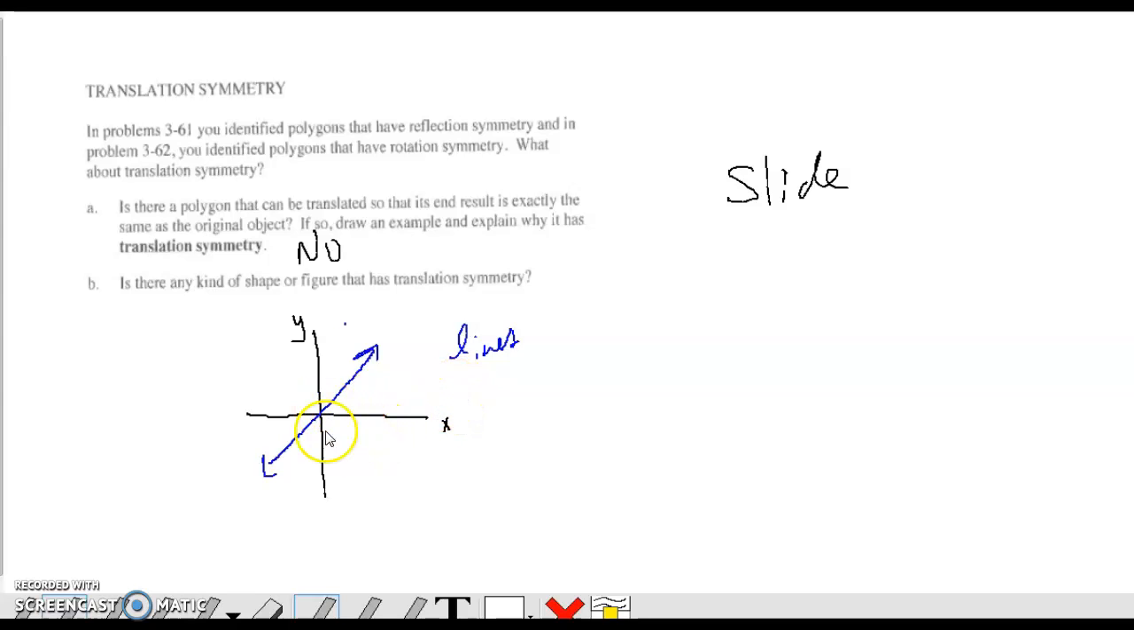So what you can do is take this line at any part of it, and say I just take this section of this line, I can slide it up and I can slide it over, and it's going to land perfectly, exactly onto the same one. Okay, so lines are a shape that actually have translation symmetry. So when we think about translation symmetry, sometimes we actually talk about it in terms of graphs that we're going to see.